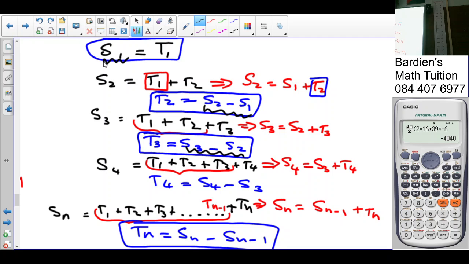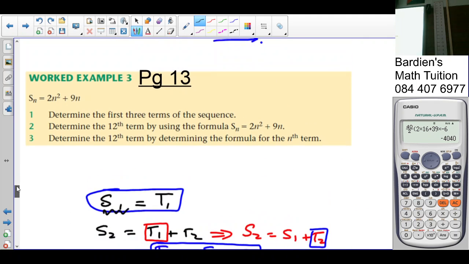sum of the first term is the first term. I need to know the sum of the second term and first term. Why? If you subtract it, we're going to get term 2. Looking at term 3, if I subtract S3, the sum of 3 terms, and the sum of 2 terms, I will get the third term. Does it make sense? So, what's the first thing we need to do?